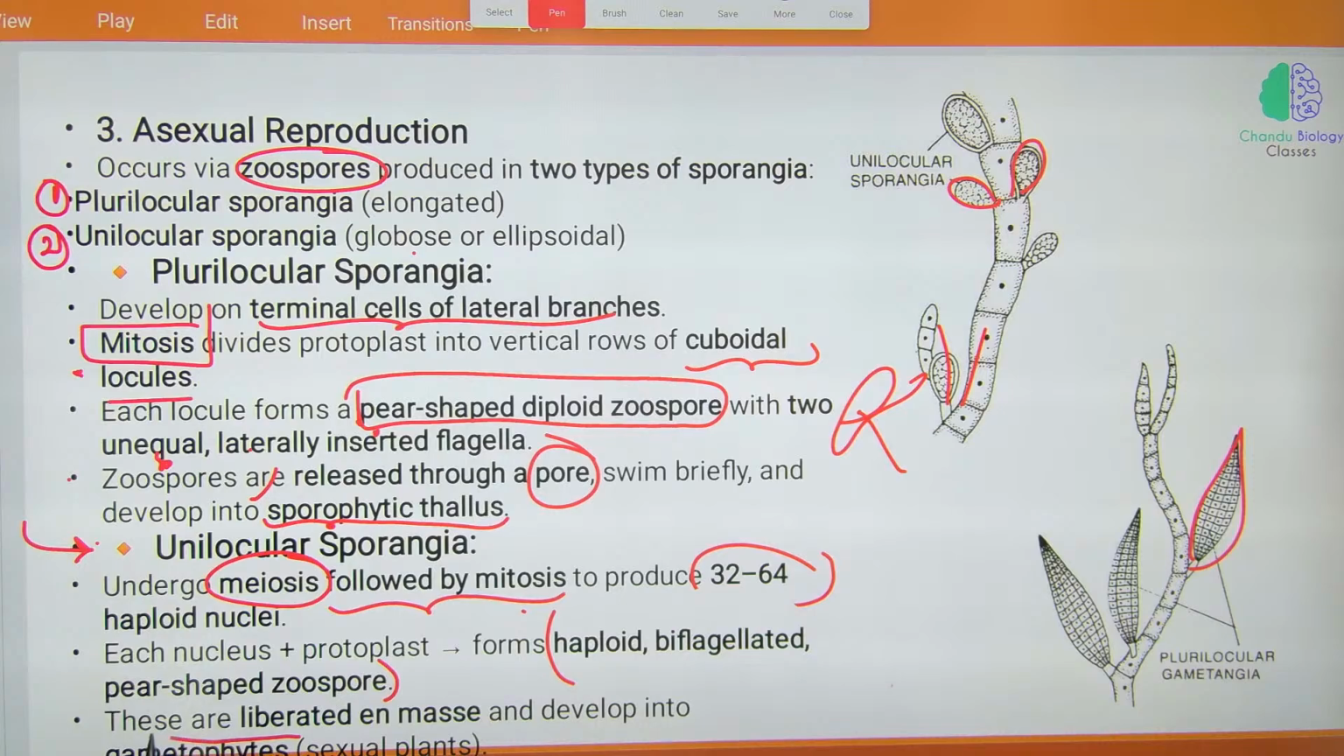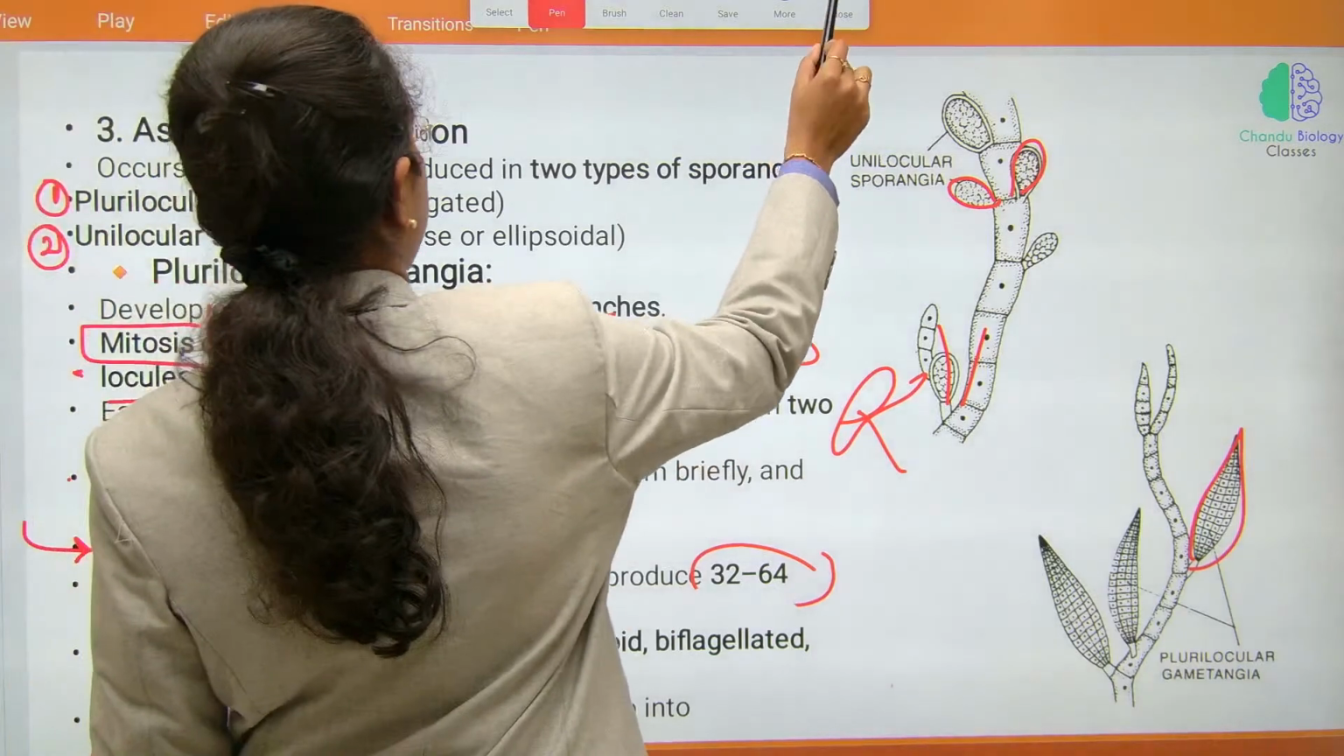The next point is that they develop into gametophytes. This is about the asexual reproduction, through unilocular sporangia.